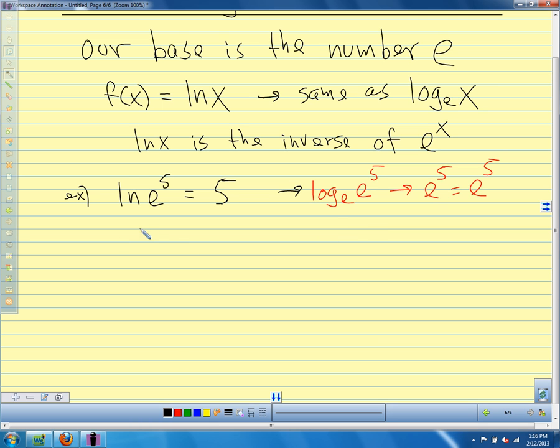How about e to the natural log of 3? What is that going to equal? The natural log function and the exponential function are inverse functions of each other. So what do e and natural log do to each other, essentially? They cancel out. They undo each other. So if I cancel these two out, what am I left with? 3. So my answer is going to be 3. The exponential function and the natural log function are inverses of each other, so basically they undo each other.